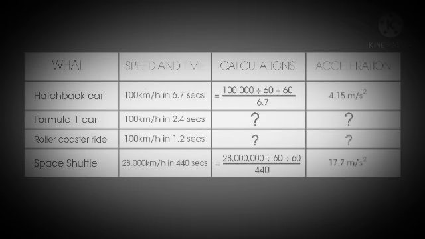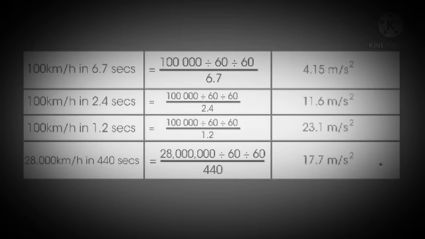How does a Formula 1 car and a roller coaster compare to the car and the space shuttle? Pause the video and work it out. Did you get them right? The roller coaster ride actually has the fastest acceleration.